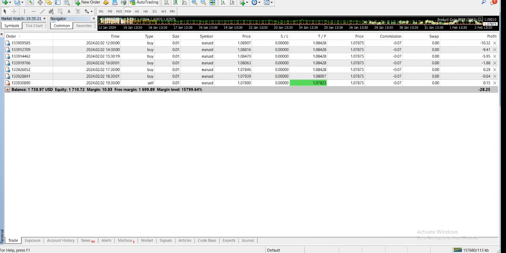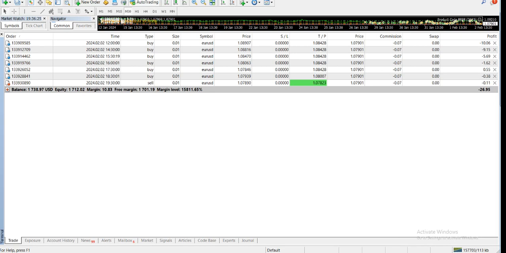And here are the running trades. You can see these are the running trades, and most of them are in buy and one trade is in sell. Okay, so I just calculated, I think it's 23 weeks, it's not 24 or 25, it's 23 weeks that we completed.